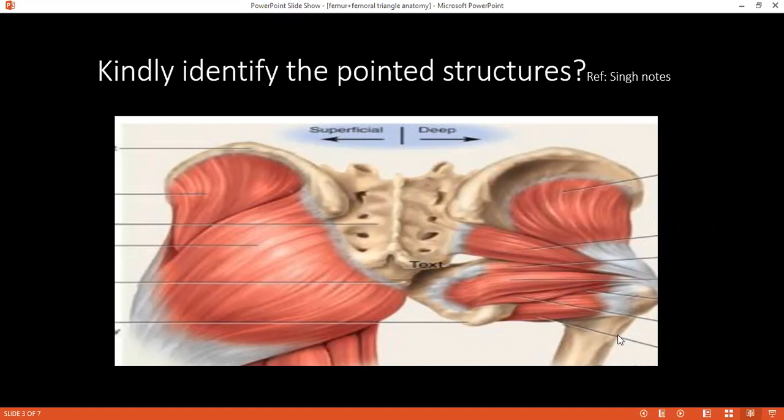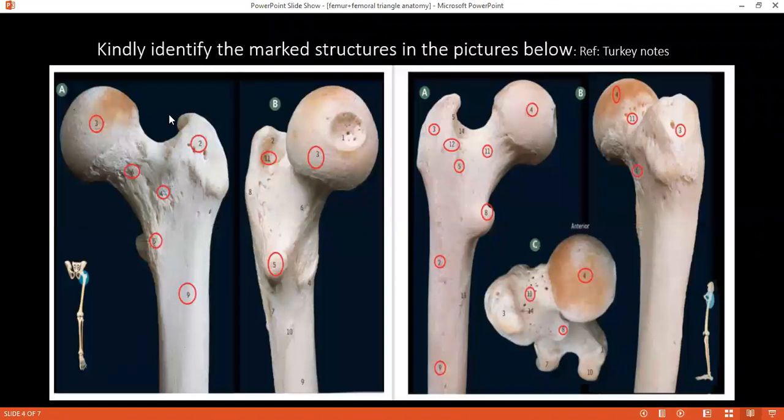Okay, good. Can you please identify what this is? This is the head of the left femur. What is this one? Number 2 is the greater trochanter of the femur. What is number 4, please? This is the neck of the femur. What attaches here? Can you please tell me?